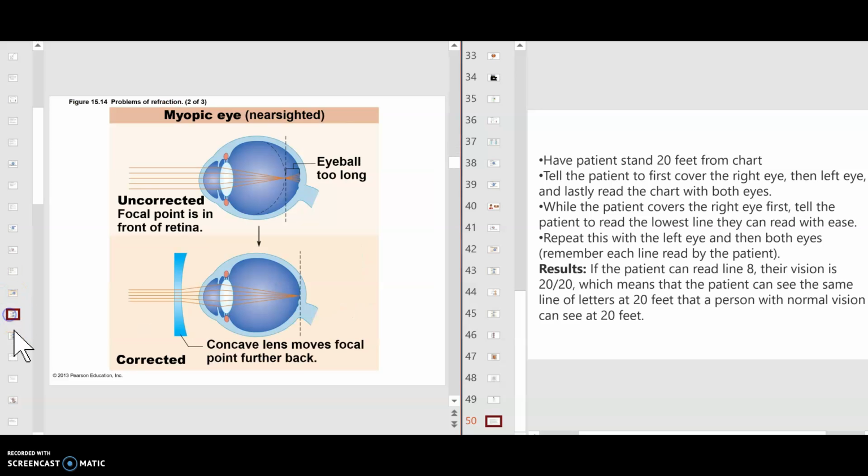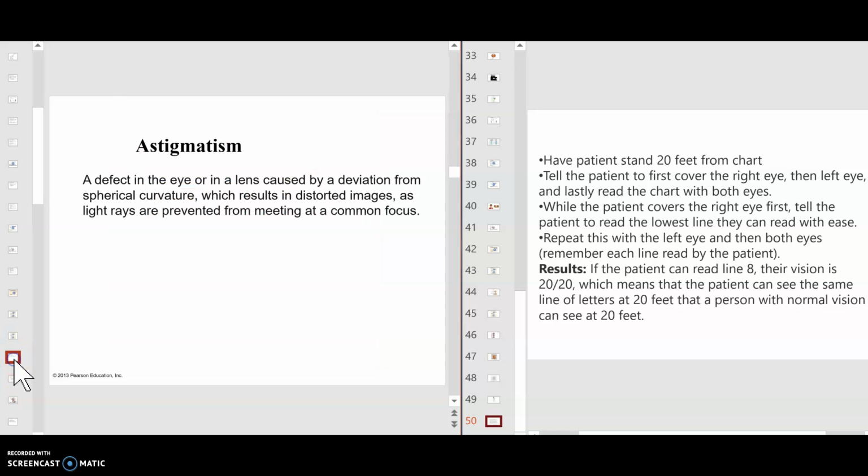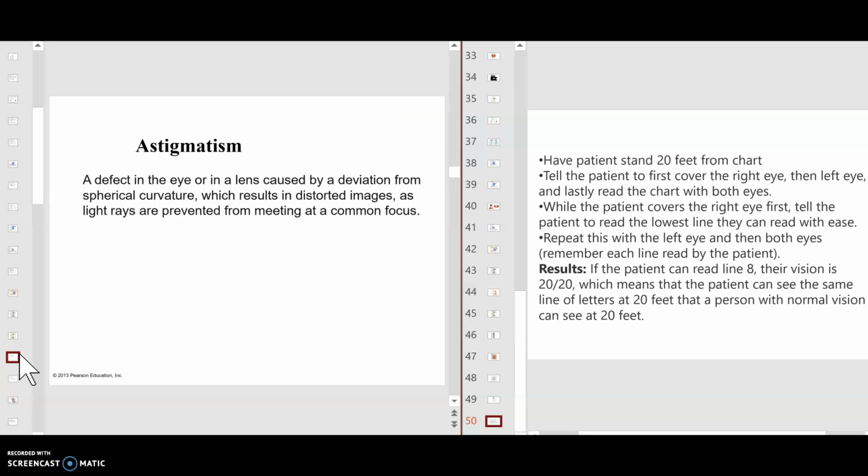There's myopia again, and we talked about the various eyeballs there. Okay, there's astigmatism, that defect in the lens or the cornea. All right, we will close here.